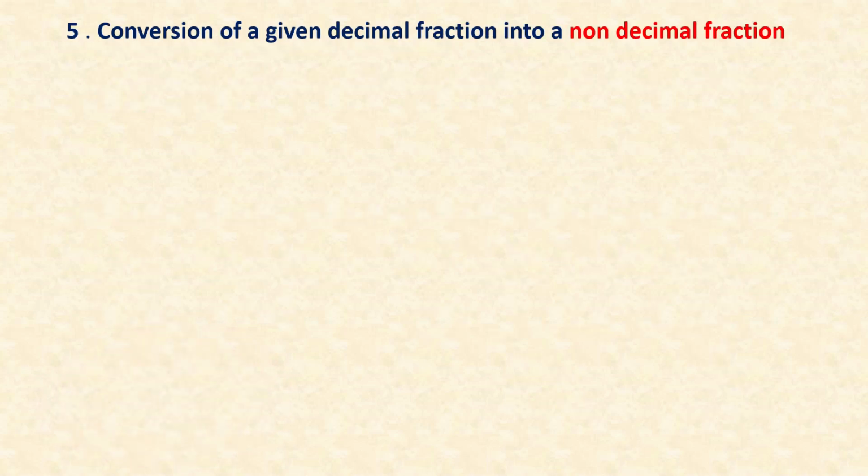Let us understand the conversion of a given decimal fraction into a non-decimal fraction. For example, one decimal fraction is 0.42. If I want to write 0.42 in fraction format, how can I write it? After the decimal point 2 digits are there, it means I can write 42 divided by, in the denominator, 1 and, as there are 2 digits, I can put 2 zeros. So this is 42 divided by 100. So this is the decimal fraction.